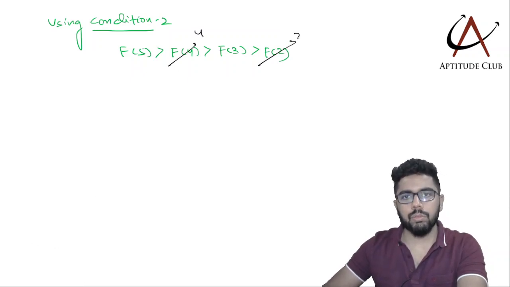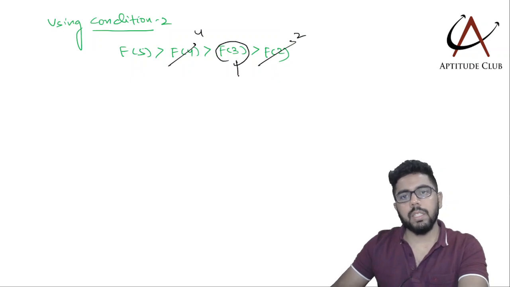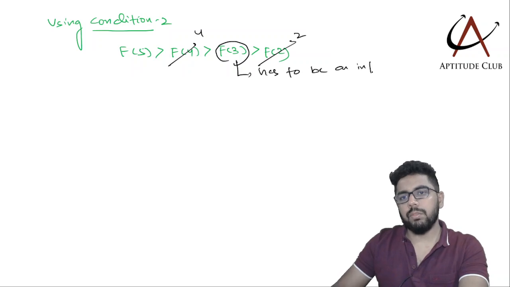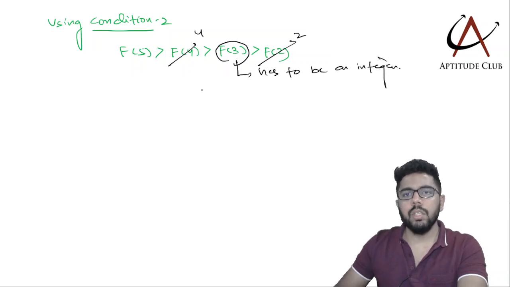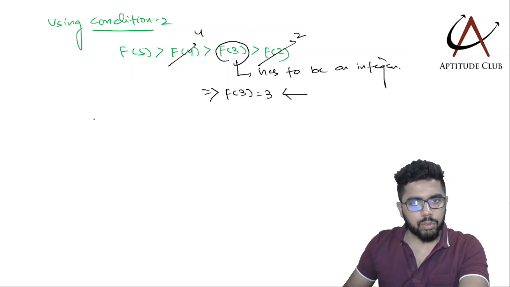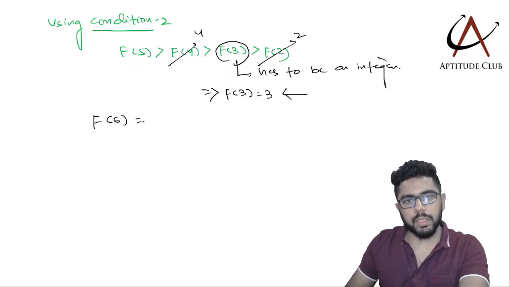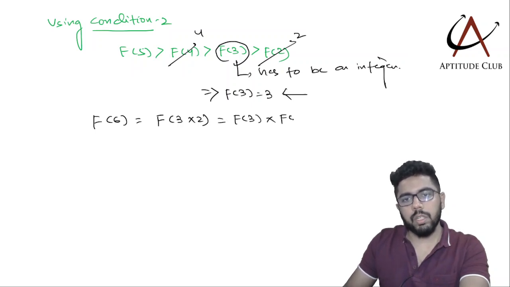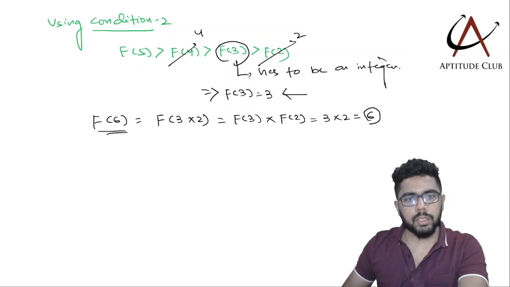f of 2 is 2, f of 3 has to be an integer. So the only integer between 4 and 2 is 3. F of 3 is 3. Now using this, if I calculate what is f of 6, I can write it as f of 3 into 2, which is f of 3 into f of 2. So f of 3 is 3 and f of 2 is 2. I get 6. Now look at the results. F of 6 is 6.